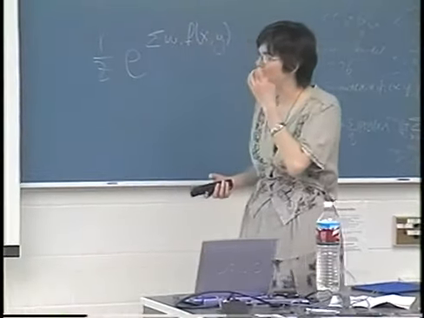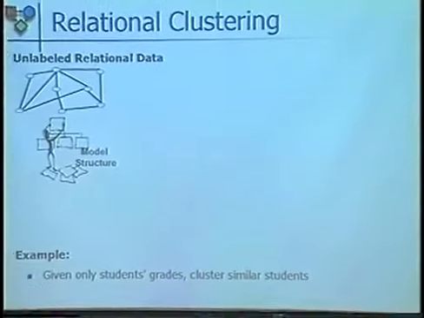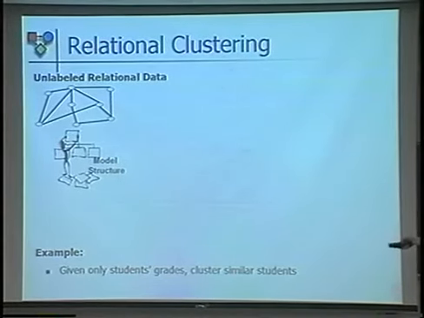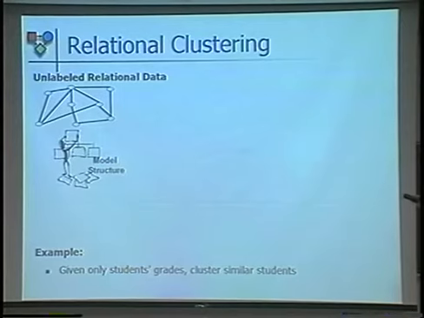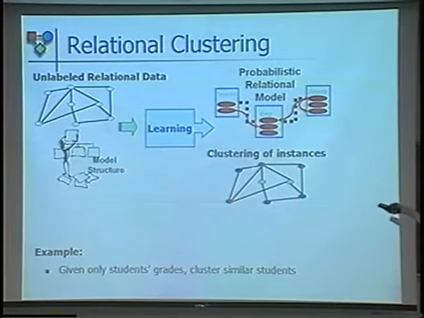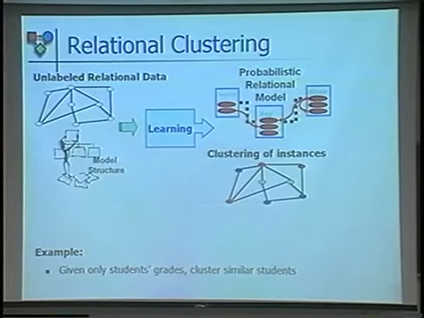Okay, so here's a different task that we might want to do, which is the task of relational clustering. Here your input is a bunch of relational data which is unlabeled. You have some attributes, for instance students' grades, but you don't have the labels for those instances. What you want is to cluster them into groups that are similar to each other. So your output here is not just a model, but also a coloring, if you will, of the nodes in the graph, so that all of the red nodes are similar to each other, all of the green nodes are similar to each other, and all of the blue nodes are similar to each other.